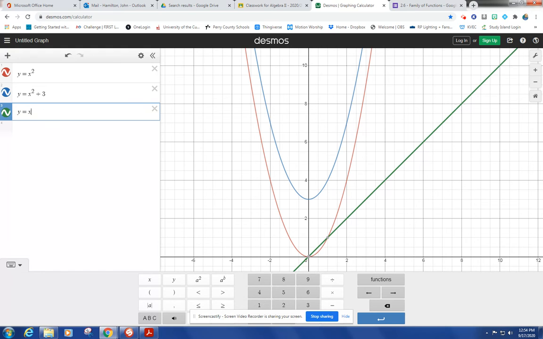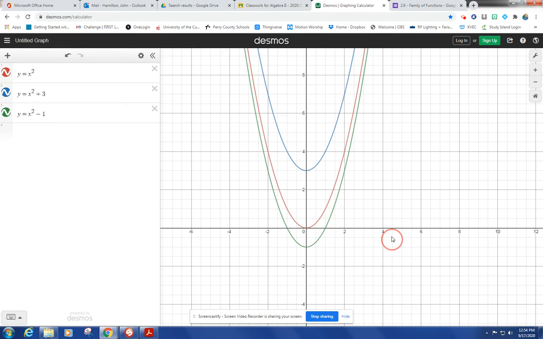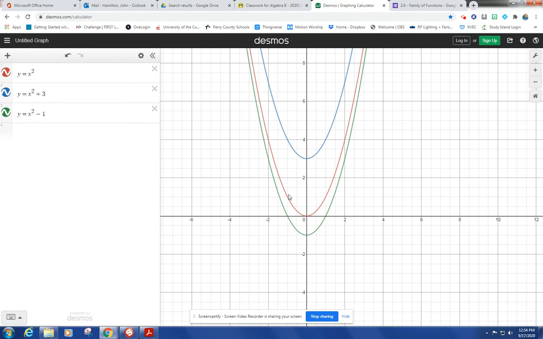So y equals x squared. I'm going to put my squared in there again. This time I'm going to do minus 1. Okay, so let me get all this out of the way and let you see this. Again, you notice this red is my parent graph. Here I did negative 1 on the outside, which moved it down. Okay, so this out here denotes a vertical change, and that vertical change is literal.